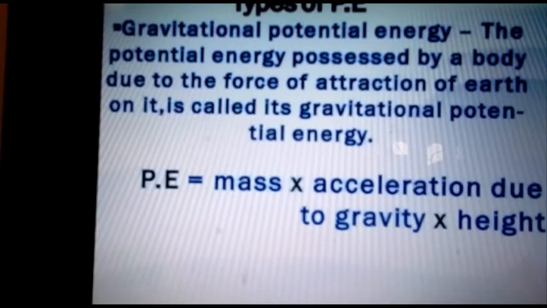Its magnitude can be found by the product of mass, acceleration due to gravity, and height. So we can say that gravitational potential energy is equal to m into small g into h, where small g has a value of 9.8 meter per second square on the surface of the Earth.